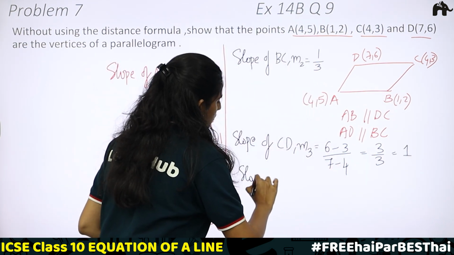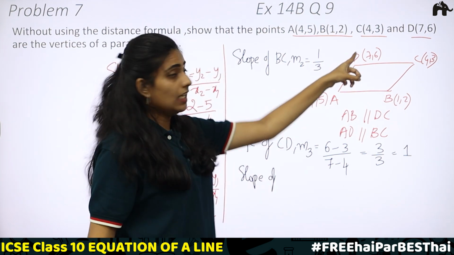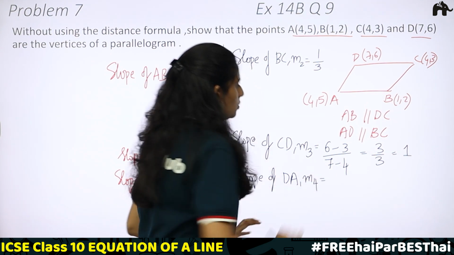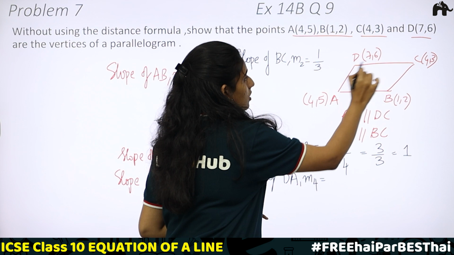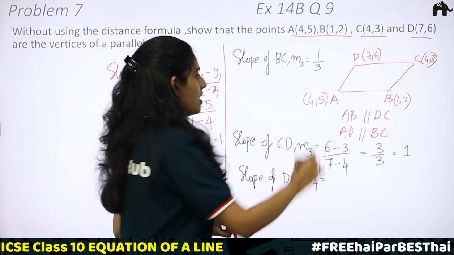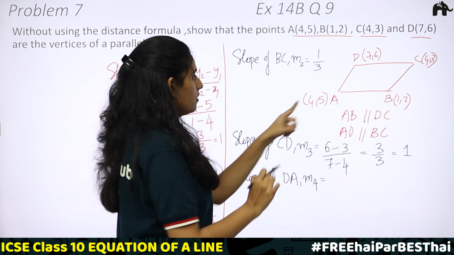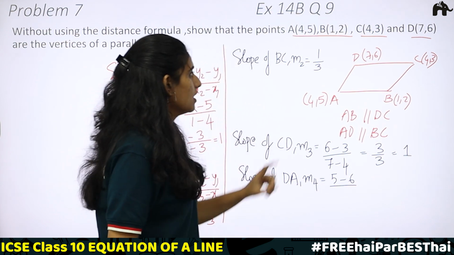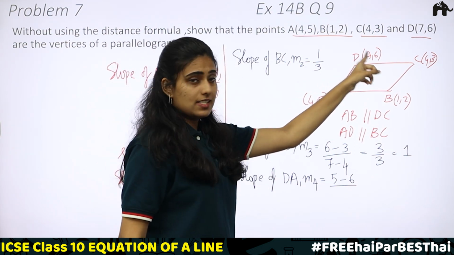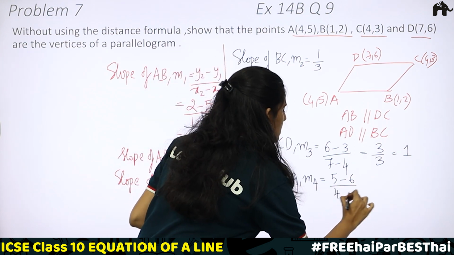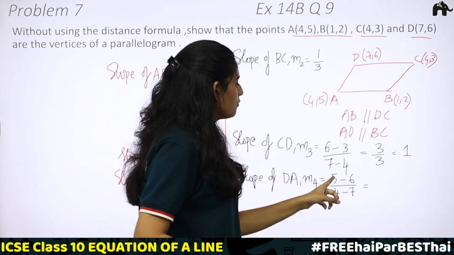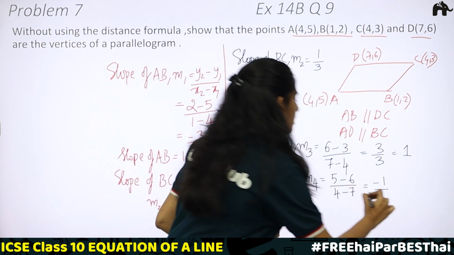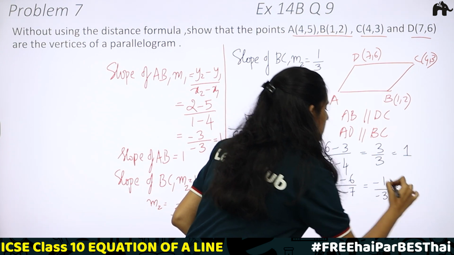Next, slope of the last side, DA or AD. Slope of DA, M4, is equal to, here I am taking the coordinates of D as x1, y1 and coordinates of A as x2, y2. y2 is 5 and y1 is 6. 5 minus 6 divided by, here x1 is 7 and x2 is 4, 4 minus 7. That is equal to 5 minus 6 is minus 1 divided by 4 minus 7, which is minus 3. That is equal to 1 by 3.